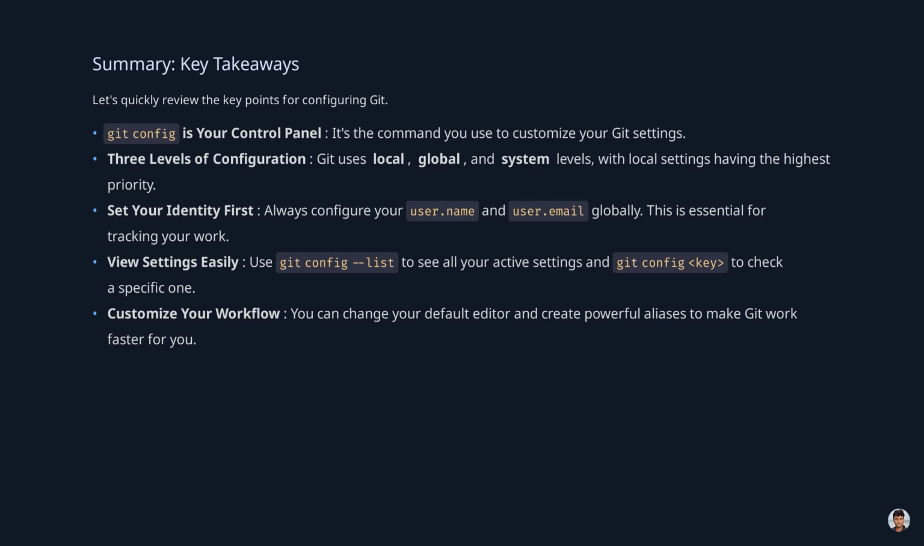The most important first step is to set your identity using user.name and user.email. You can easily check your settings with git config --list. Finally, you can improve your workflow by setting your favorite editor and creating handy shortcuts with aliases. Mastering these simple configurations will make your experience with Git much smoother and more efficient.